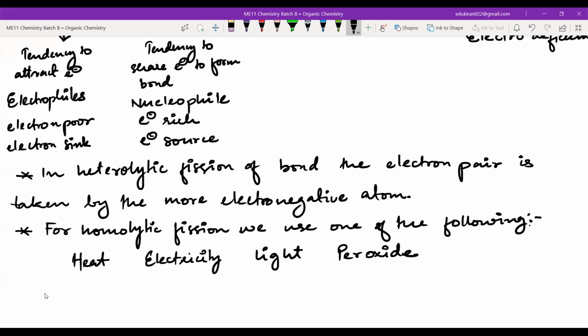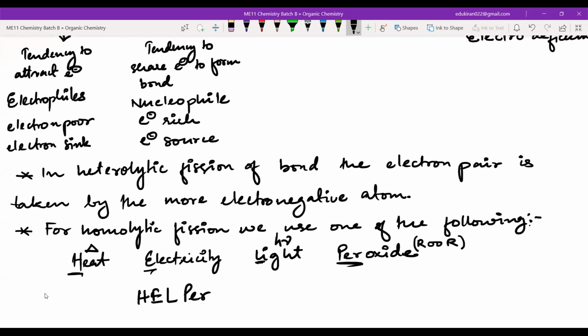Heat is shown by the delta sign, electricity is just written as electricity, and light is shown by h nu, because h nu means there are some photons there, some light, electromagnetic radiation. Peroxide is generally shown as ROOR, so there will be two oxygens and two other atoms or elements or groups. So you can combine these as H, E, L, and PER.